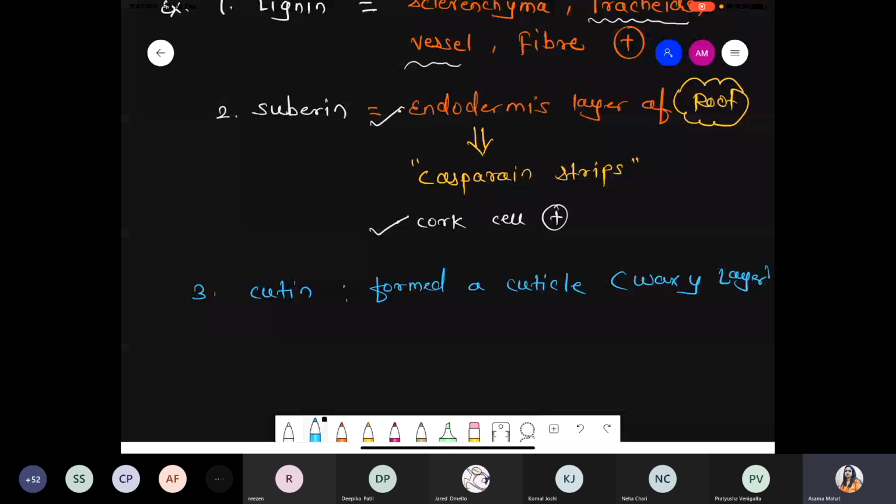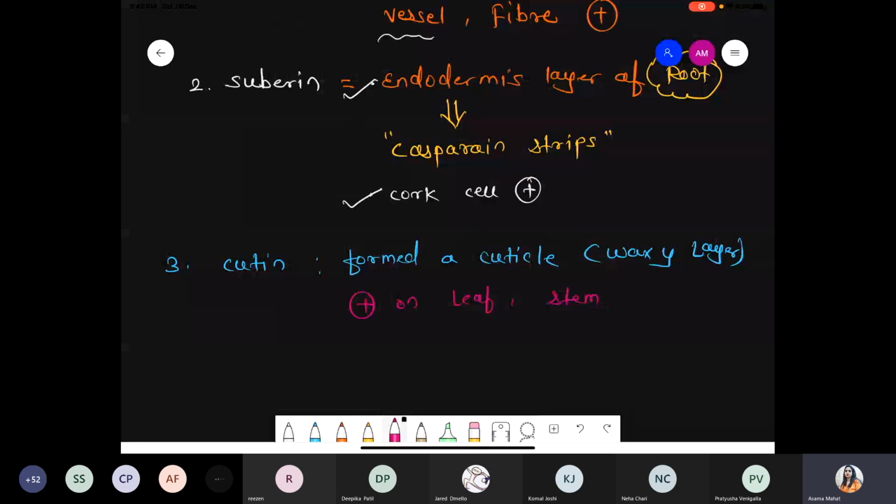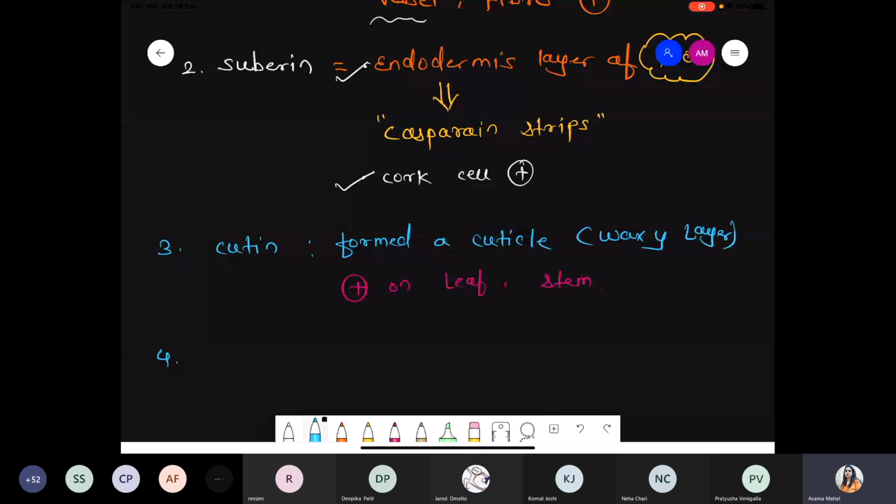Which is present on the leaf as well as the stem. So it reduces transpiration and controls the water loss on the leaf as well as on the stem. Something like a plastic layer, a waxy layer, is present. That layer is called the cuticle, and that cuticle is due to the deposition of some fatty acid substance, that is cutin. Okay, and if I'm talking about the function of cutin, it is responsible for reducing the water loss.